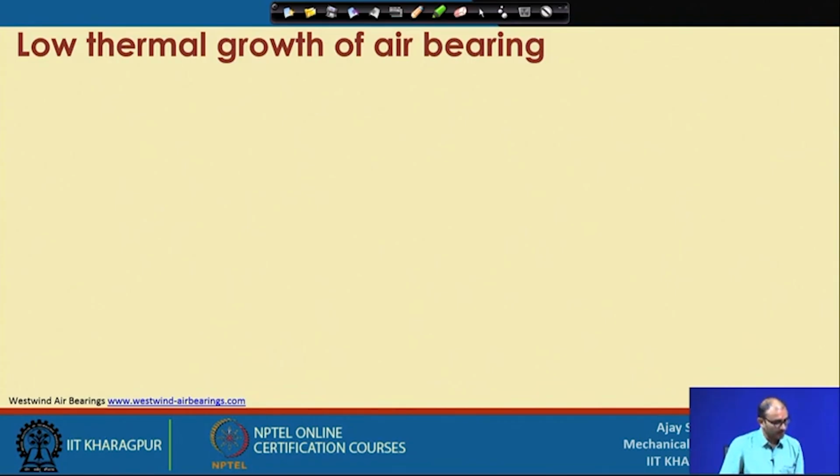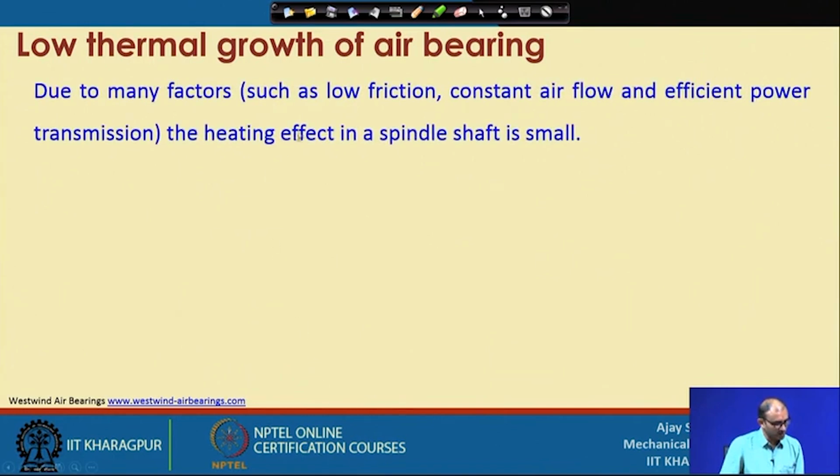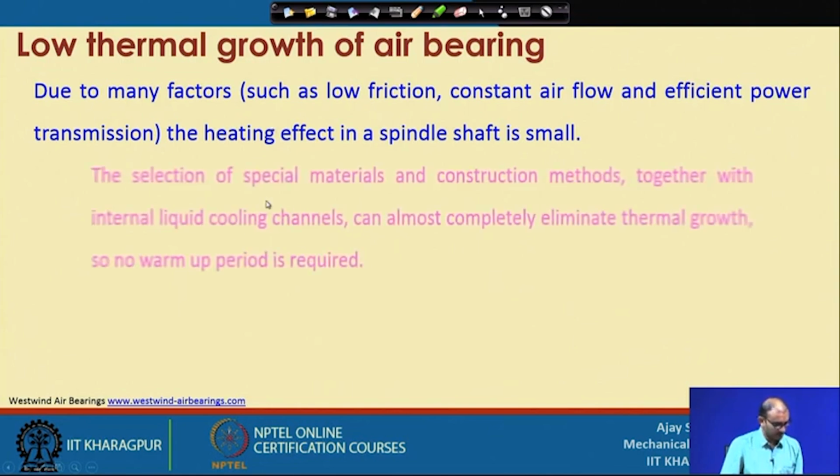So, what is happening here is that, due to many factors such as low friction, constant air flow, and efficient power transmission, the heating effect in the spindle shaft is almost small. We are not getting friction, so there is no question of heat generation because of friction. Constant air flow, so there is no variation in the air flow, otherwise air also creates a small scoring effect, but that is also not present. And efficient power transmission, because there is no physical contact. So, there is mostly no question of generating heat around the air bearing.